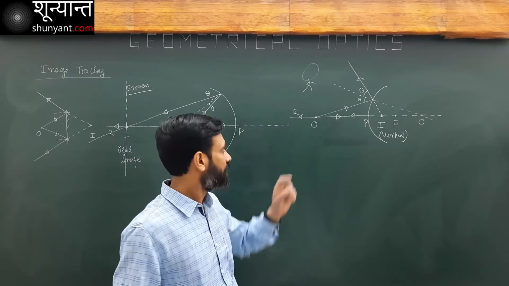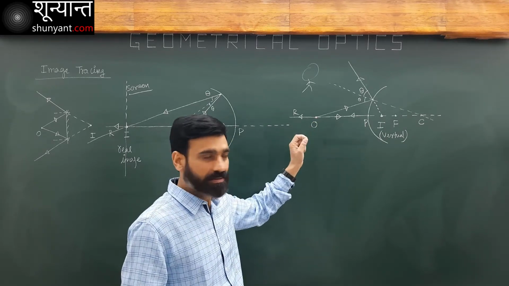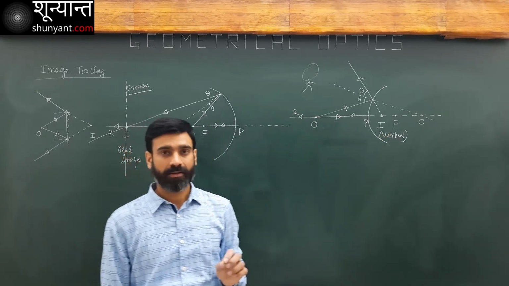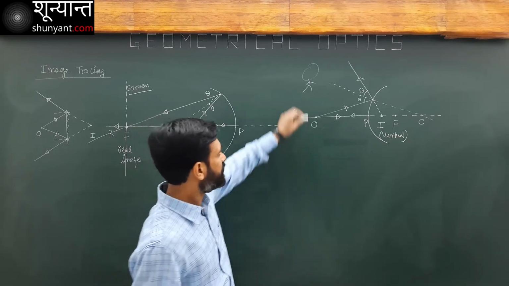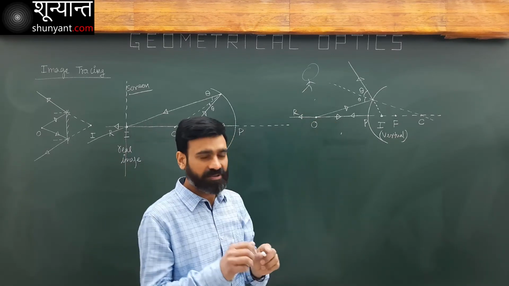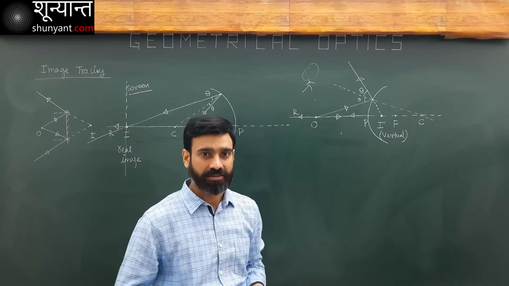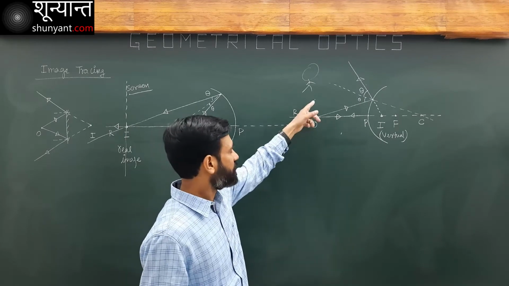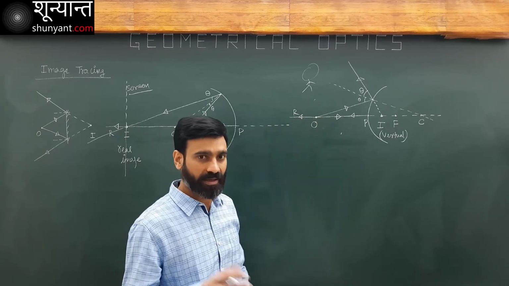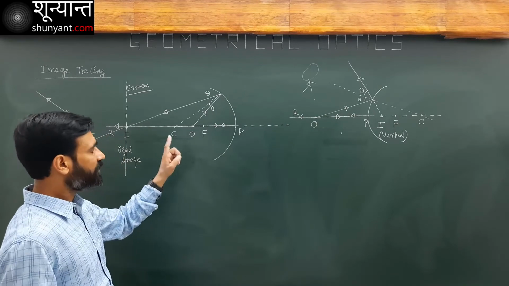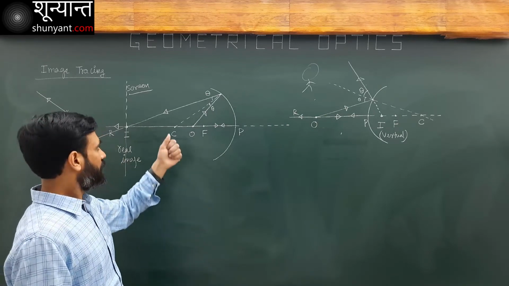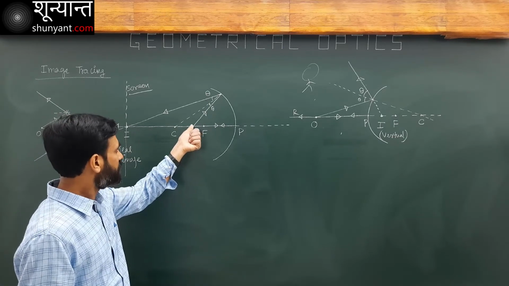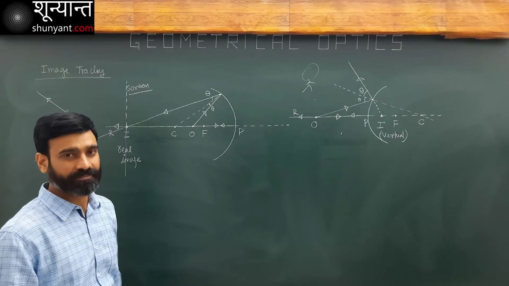Second thing, object on the principal axis, image is also on the principal axis. Very important point. If object is somewhere else, if object is here or here, then the image will not be on the principal axis, it will be somewhere else. We will look at some problems where the object is not on the principal axis, and we will see how to solve it. But these two points you have to remember. Point object, point image, first point. Second point, object on principal axis, image also on the principal axis.